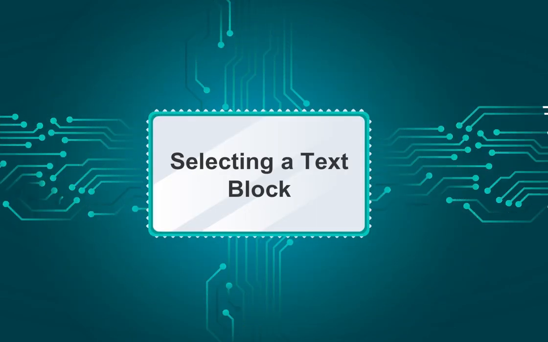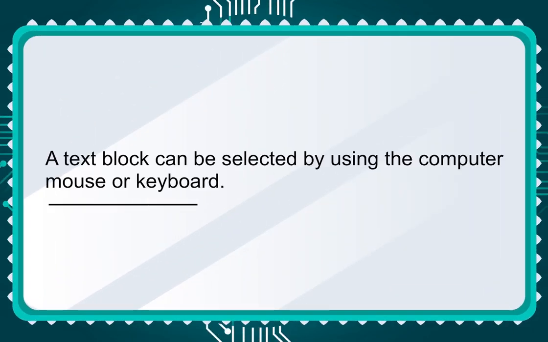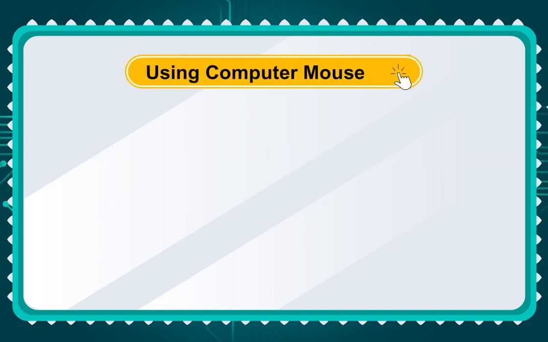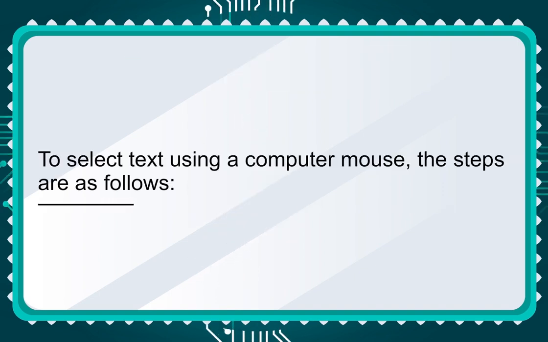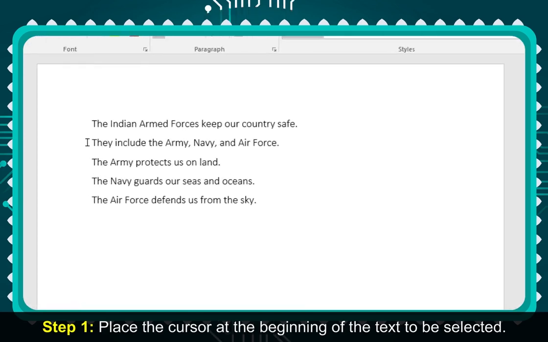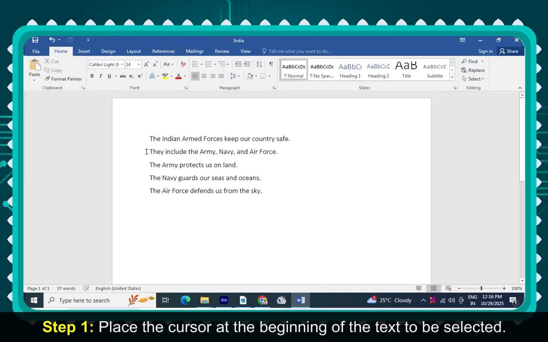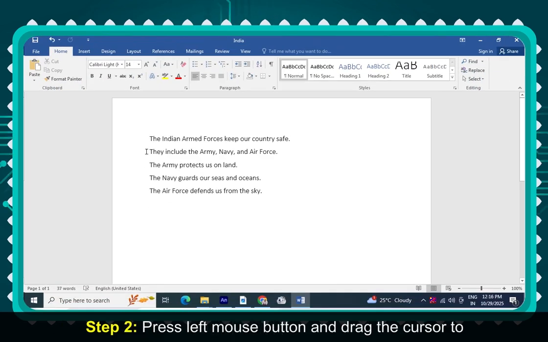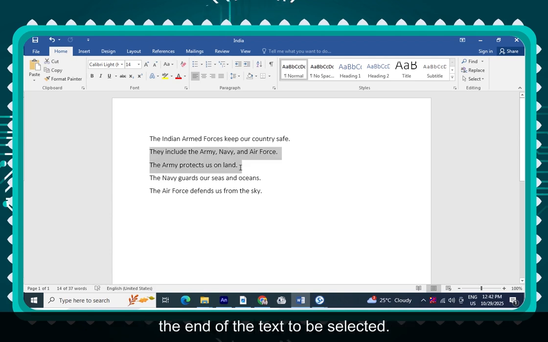Selecting a text block. A text block can be selected by using the computer mouse or keyboard. Using computer mouse. To select text using a computer mouse, the steps are as follows. Step 1. Place the cursor at the beginning of the text to be selected. Step 2. Press left mouse button and drag the cursor to the end of the text to be selected. Step 3. Release the left mouse button. The selected text gets highlighted.